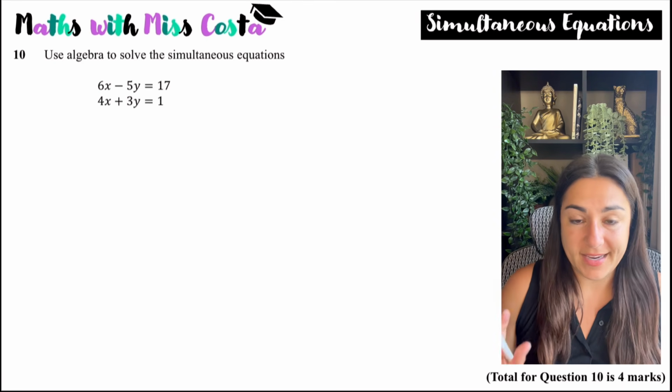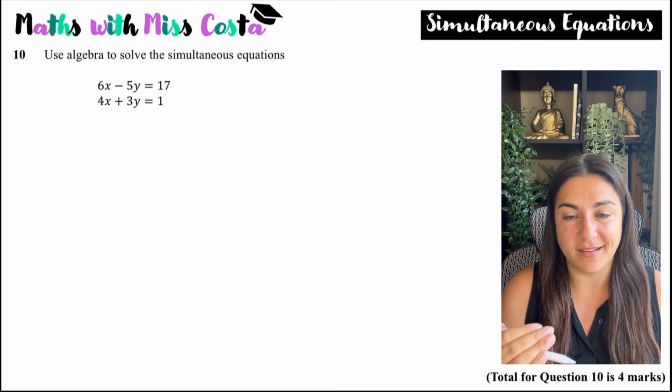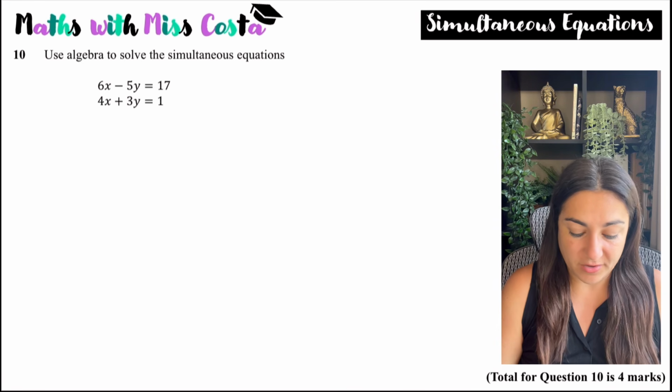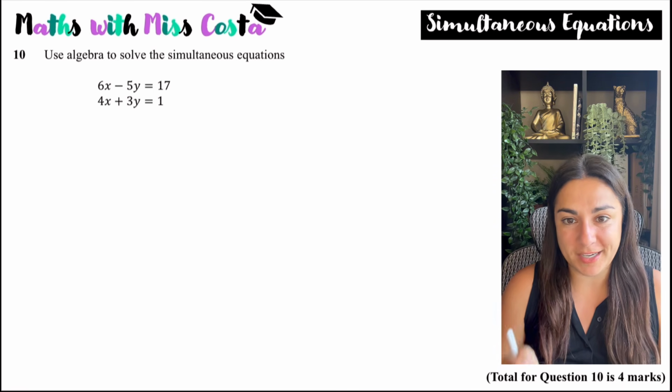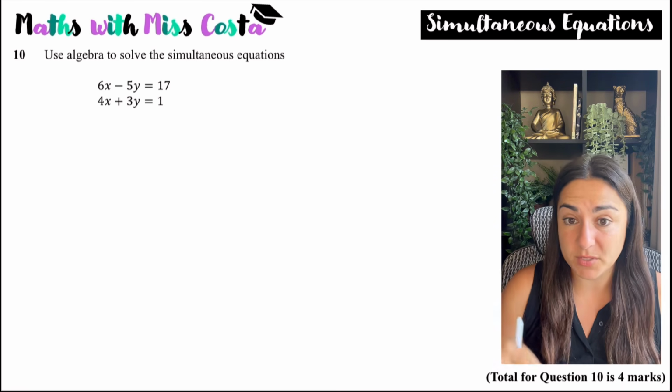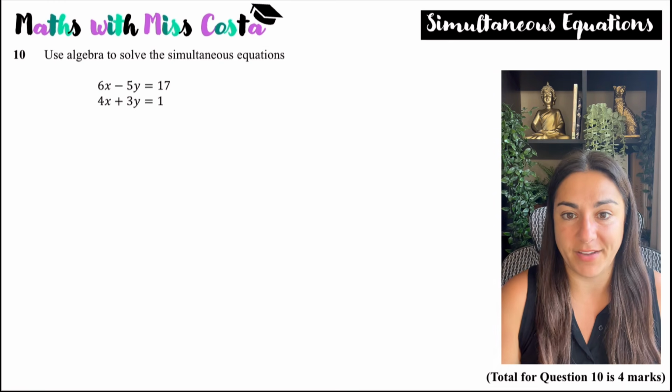So the key thing with simultaneous equations is I want to make sure that one of my variables are the same value. So neither the x's nor the y's are the same value. So what I'm going to need to do is manipulate the equations, which means I'm going to multiply them by something so that at least either my x's or my y's are the same value.